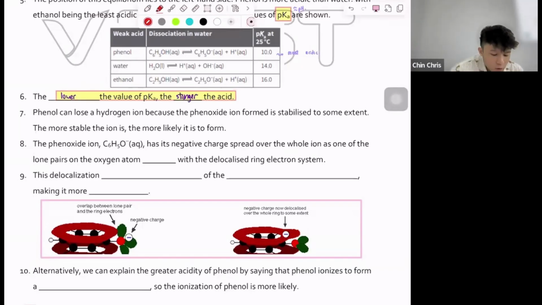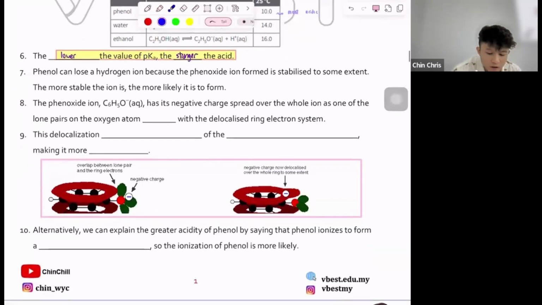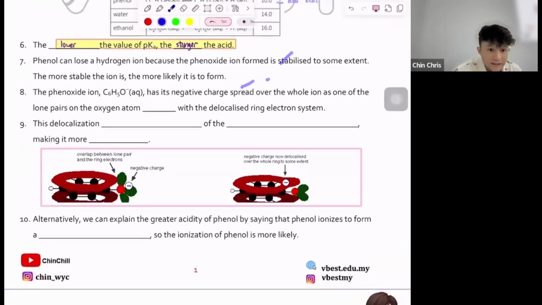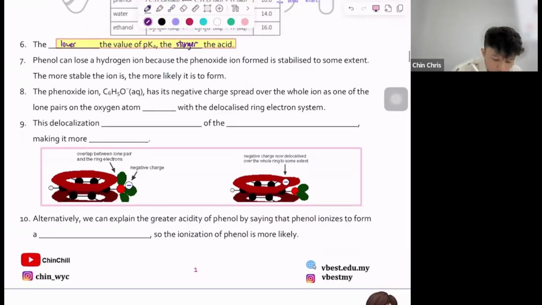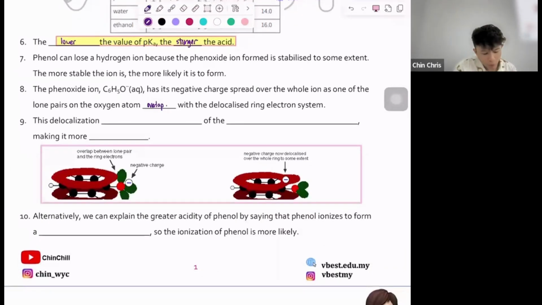Okay, next, phenol can lose a hydrogen ion because the phenoxide form is stabilized to some extent. Next, the phenoxide, point 7, I'll talk about it later. So the phenoxide ion has a negative charge spread over the whole ion, as one of the lone pairs will delocalize, will overlap with the delocalized pi system. This point, I will talk about it later on. So I think points 8, 9, 10, we skip that first.